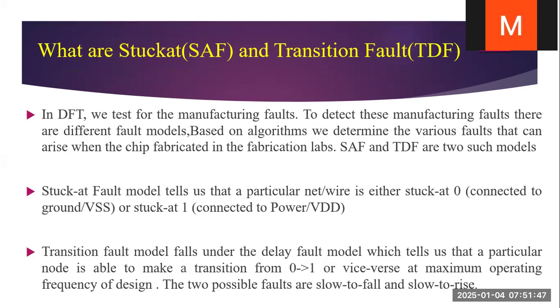My next question is, what are stuck-at and transition faults? The stuck-at fault model tells us that a particular net or wire is either stuck at 0 or stuck at 1, which is connected to ground or VDD.